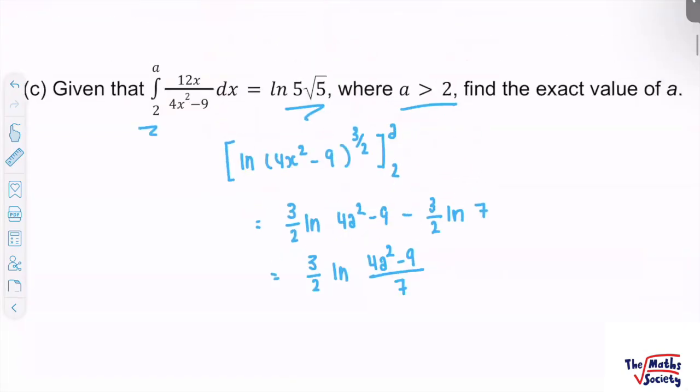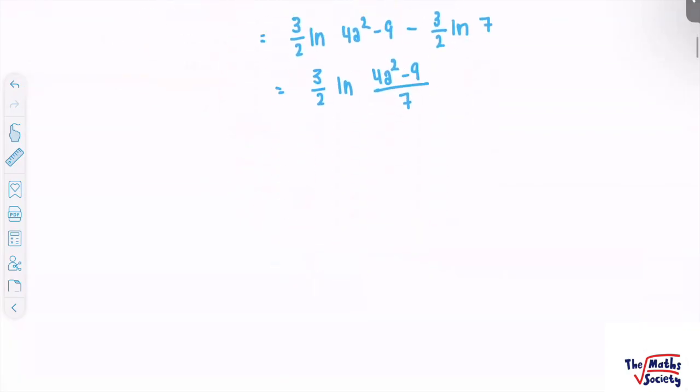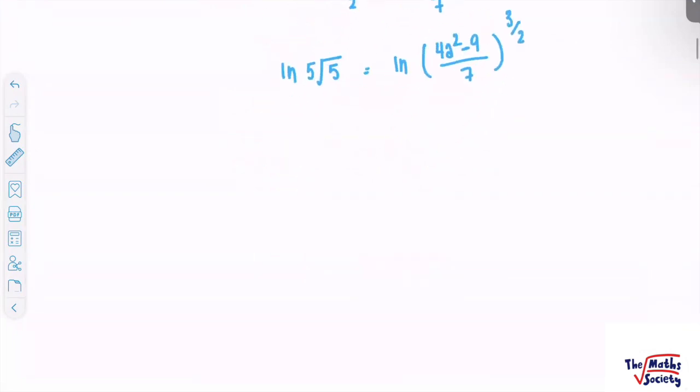And it is equal to ln 5 root 5, so that's 5 root 5, right? ln 5 root 5. First of all, let's make it ln first. So it's going to be 4a squared minus 9 by 7, the whole power 3 by 2. So then it's 5 power 3 by 2. That is ln 5 3 by 2, ln 4a squared minus 9 by 7, power 3 by 2.